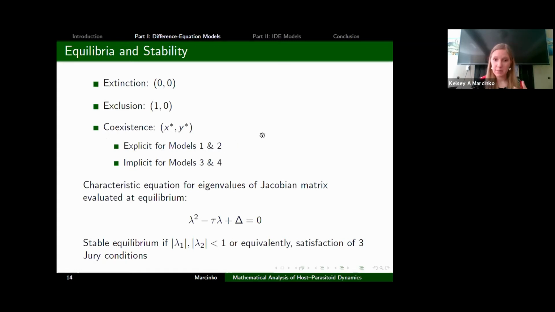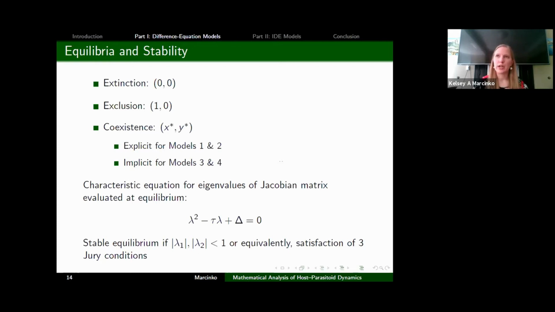Analysis of these models proceeds by writing down the Jacobian matrix of the system, evaluating at the equilibrium, and looking at the eigenvalues of that Jacobian matrix. Ultimately, a particular equilibrium will be stable if the eigenvalues are less than 1 in magnitude. But practically speaking, I use a set of conditions known as the Jury conditions to determine the stability.